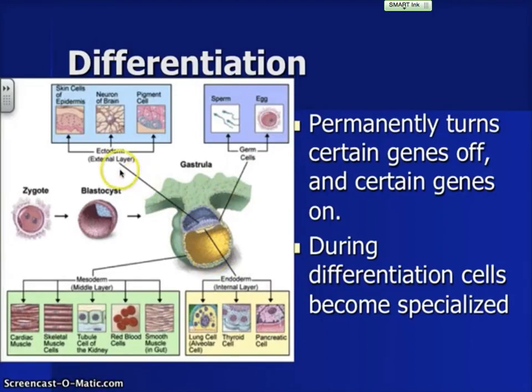So we have something called the ectoderm, and that makes cells that are primarily on the exterior of the body. So things like skin cells or nerve cells or pigment cells. We have germ cells, which create the egg and sperm in here. We have the mesoderm, which is kind of this middle layer that goes around. And that makes things like muscle cells, kidney cells, blood cells. And the endoderm is the inner layer that makes things like lung cells, thyroid cells, pancreatic cells. So all of these different cells, remember, go through the process of differentiation in order to get their job.